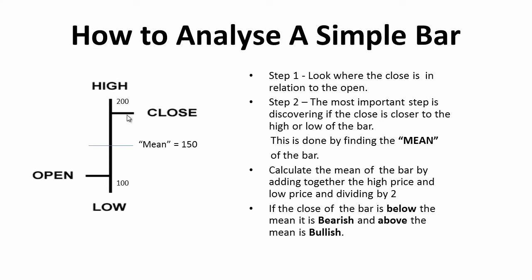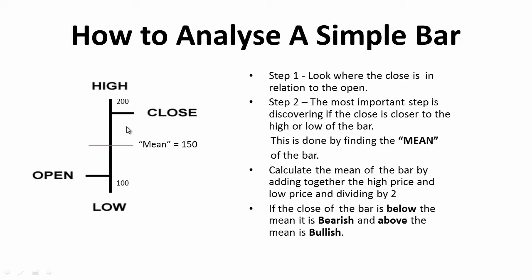In this example, I filled in some prices. We're assuming the low price is 100. The high price is 200. Add 100 and 200 together, you get 300. Divide by 2, and the average price, or what we call the mean within price action trading, is 150. That means that if it closes above the mean, it is more bullish than it is bearish. If it closes below the mean, it is more bearish than bullish.